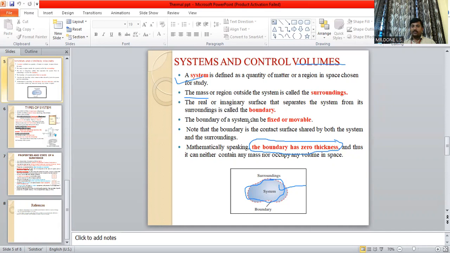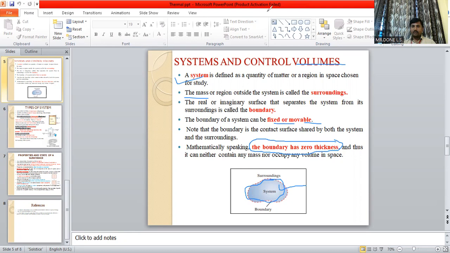The boundary of a system can be fixed or movable. Note that the boundary is the contact surface shared by both system and surrounding. Mathematically speaking, the boundary has zero thickness. Okay.